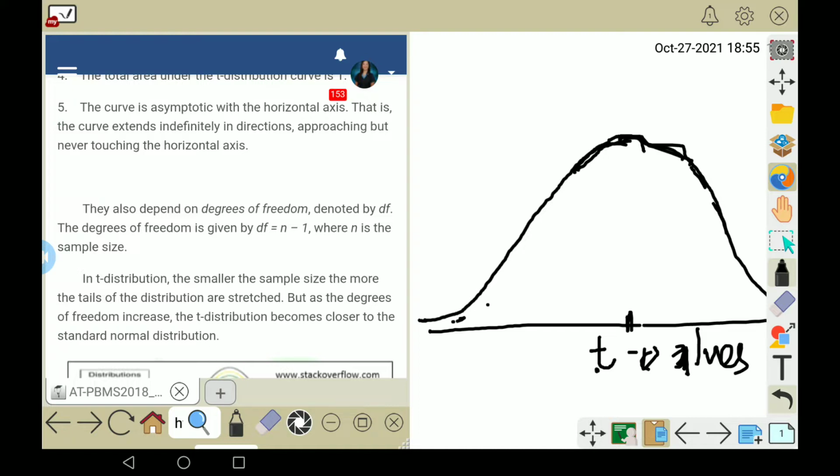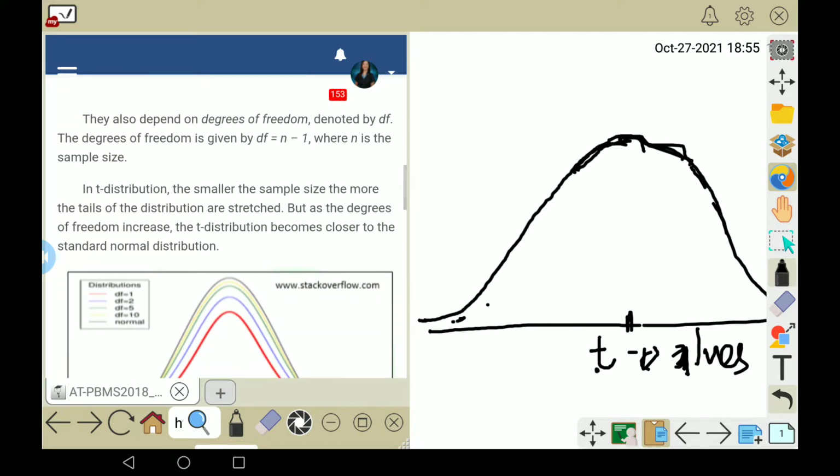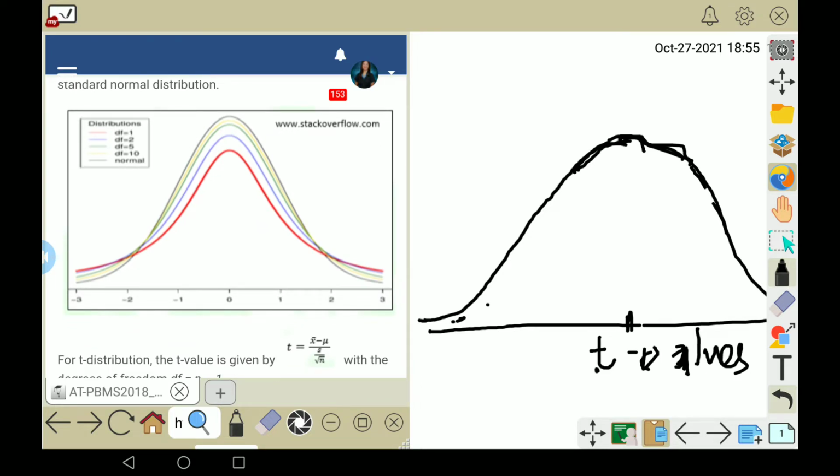Okay, so let's continue. As you can see here, this is an illustration of degrees of freedom and the normal distribution. Take note that the normal distribution is the gray one, and all the other colored curves represent the t distribution with different degrees of freedom.